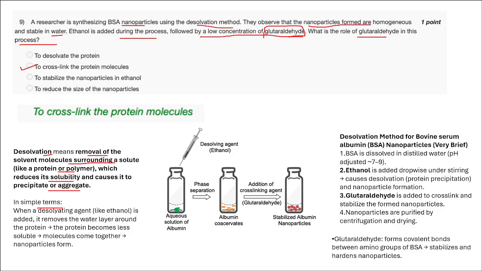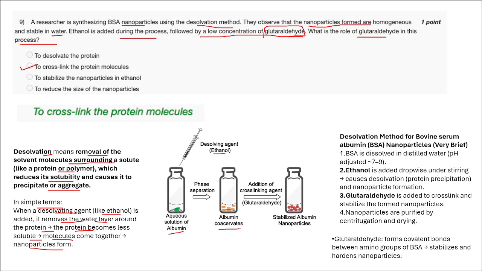In simple terms, when a desolvating agent like ethanol is added, it removes the water layer around the protein. Suppose this is an aqueous solution of albumin, and when we start adding ethanol drop by drop, it removes the water layer around the protein, and the protein becomes less soluble, because obviously if the water layer is removed, it will become less soluble. These will come together and nanoparticles would form.